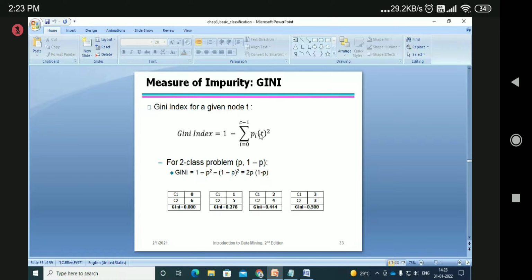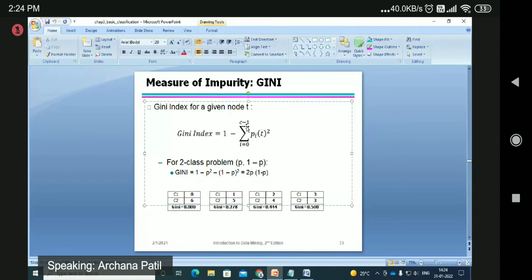Here it's the same formula, and they are saying for a two class problem, if the probability of one class is P, then the probability of the other class will be what? 1 minus P. So that's what they are trying to do, they are putting it in the formula. Okay, so what they have done is 1 minus this. They have just applied P and 1 minus P over here, and finally you are getting this value. 1 minus, for each class, the probability of each class. One class has probability P, so P squared. And the probability of the other class is 1 minus P, so 1 minus P whole squared. Sorry.